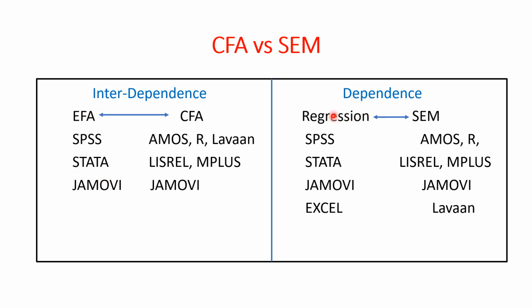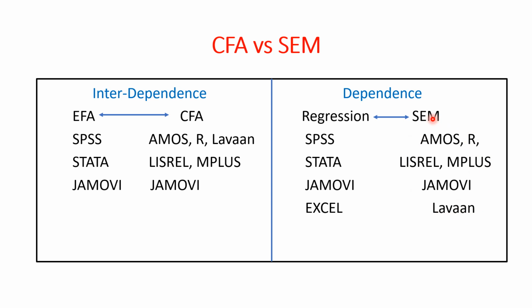While regression we can do on SPSS, Stata, R, Jamovi, and Excel, structural equation modeling can be done on AMOS, and on many other software apart from the ones listed here. Here R means Lavaan. So we can do all these things in structural equation modeling.